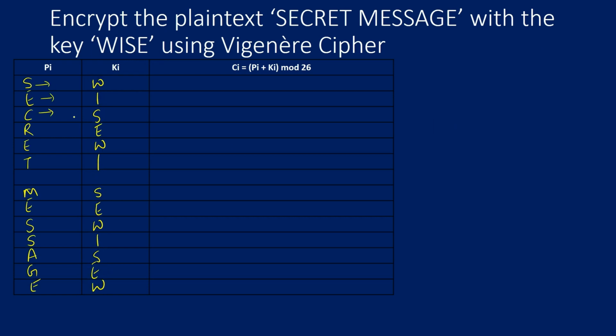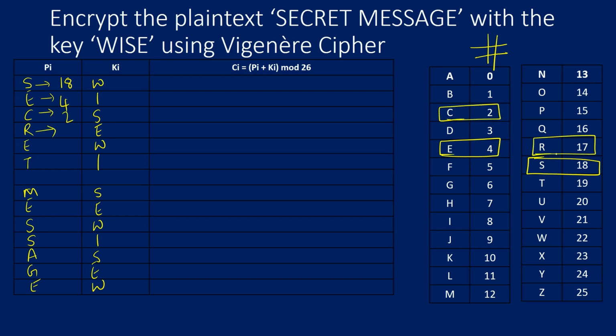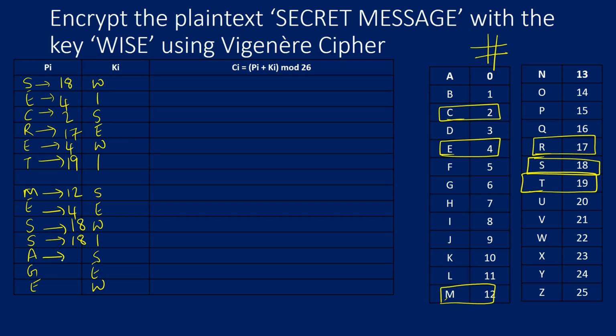So in order to assign each of these letters to numbers, we'll use the mapping table which is shown at the right. So it can be seen from this mapping table that S is assigned a number 18, E is assigned a number 4, C is assigned number 2, R is 17, E is 4, T is 19, M is 12, E is 4, S is 18, S again is 18, A is 0, G is 6, and E is 4. Similarly, we'll also assign numbers to each of the letters of the key.